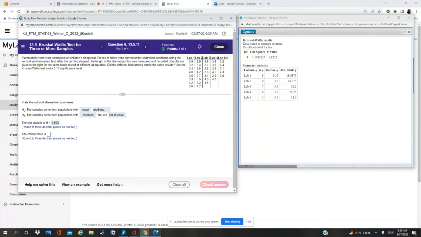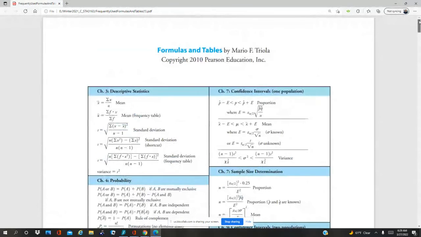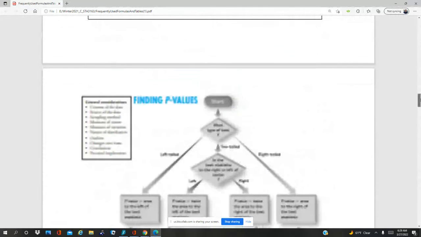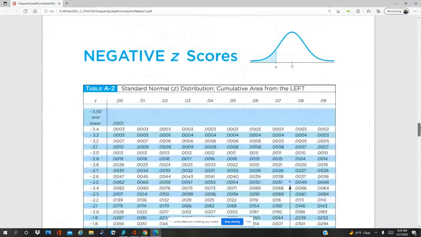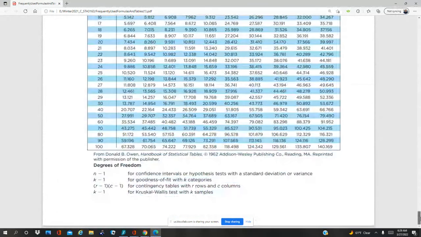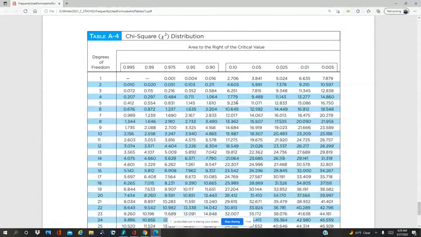So we have to open up Table A4. This is in the handout from the formulas and tables, I think it's in Getting Started. It's available in a couple of places in Blackboard. And so we go to the last one, Table A4, chi-square. So it's a right tail, you put the area to the right of the critical value. So 10%, that would be this column right here. That's to the right of the critical value.